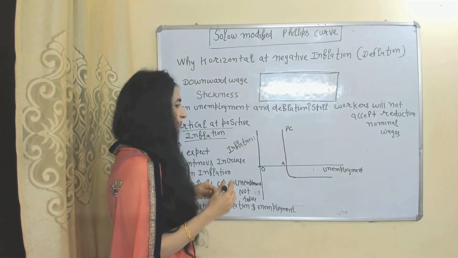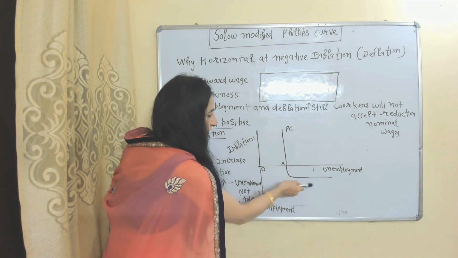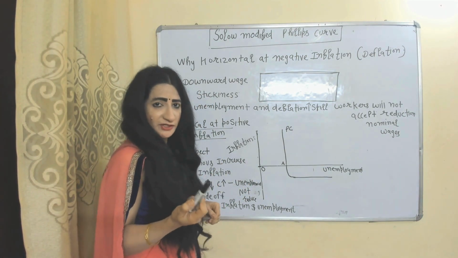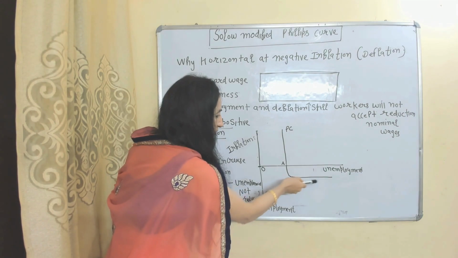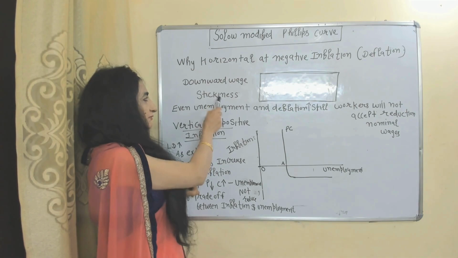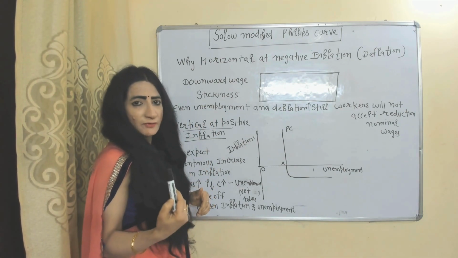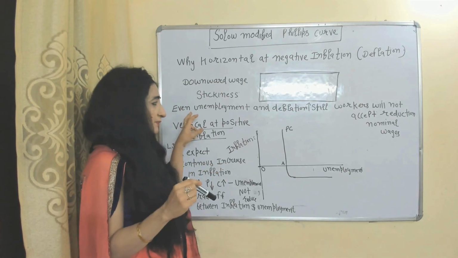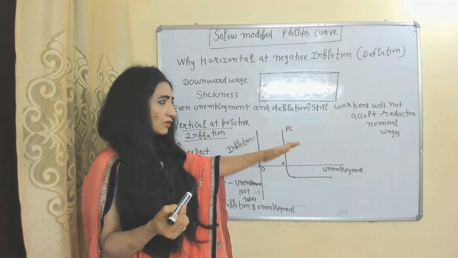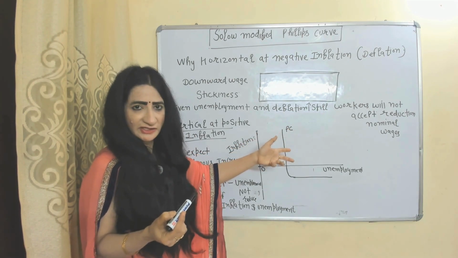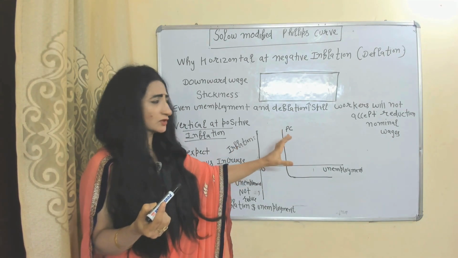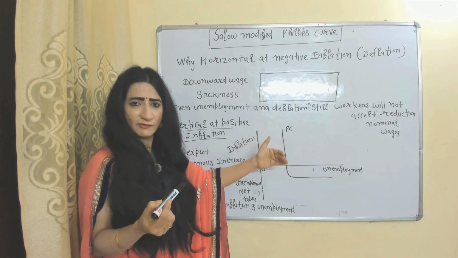But why Phillips curve is horizontal at negative inflation rate? Negative inflation rate means deflation. But why Phillips curve is horizontal at deflation? Main reason according to Solow, downward wages stickiness. Downward wages stickiness means even unemployment rate and deflation rate are very high, still workers will not accept a reduction in nominal wages because their wages are already very low. That's why workers will not accept a reduction in nominal wages.